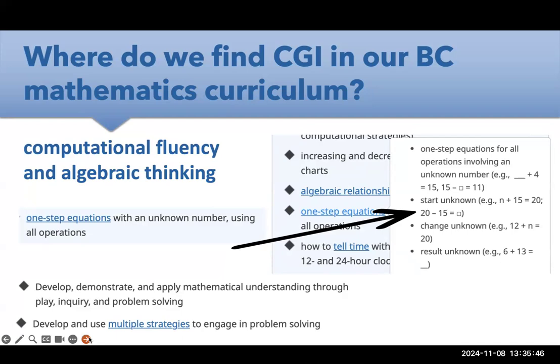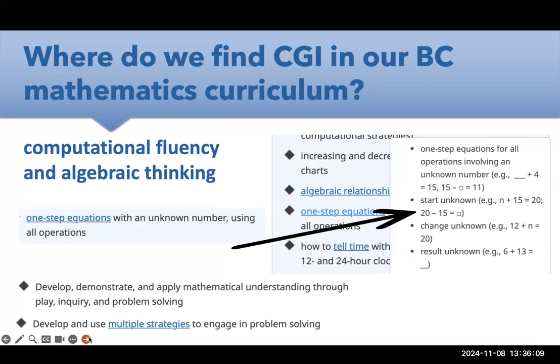Many children only see result unknown, that sort of something times something equals what. And so we need to play with those different equation structures to expand children's thinking and understand the relationship between multiplication and division. On the bottom left, you see some of the curricular competencies that support cognitively guided instruction practices.